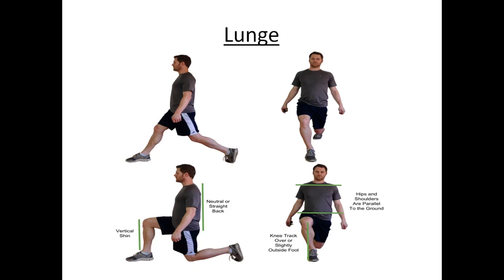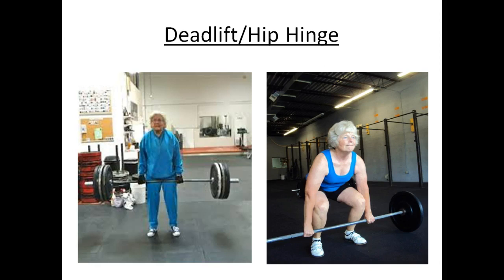They've got a vertical shin. The knee tracks directly over the outside of the foot. It doesn't go in, and we've got nice neutral alignment of the shoulders and the hips. Okay, let's move on to the deadlift.